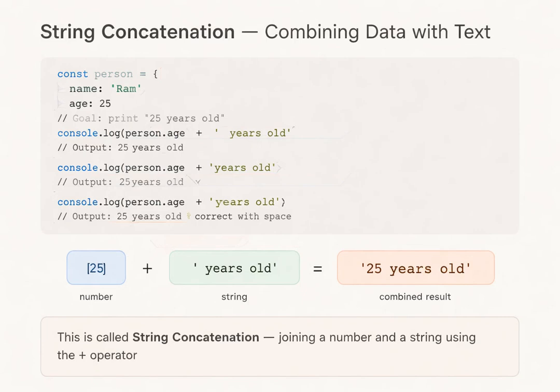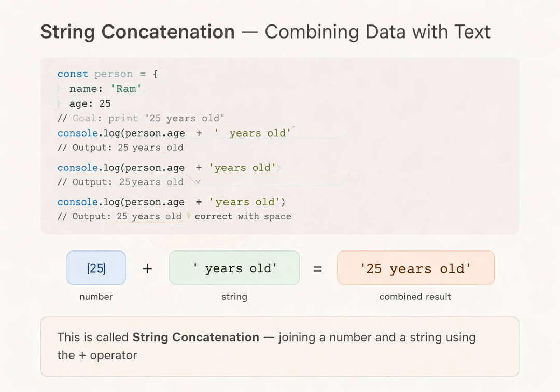Now, here's a very practical situation. Suppose your data has the number 25 stored as the age, and you want to print it as 25 years old. The number 25 comes from the object. It's a numeric value, but years old is just a piece of text, a string. How do you combine them? You use the plus operator. In JavaScript, when you add a number and a string together using plus, it automatically converts the number to a string and joins them. So person.age plus the string years old gives you 25 years old as a single combined output.